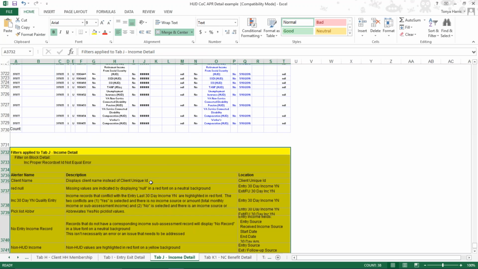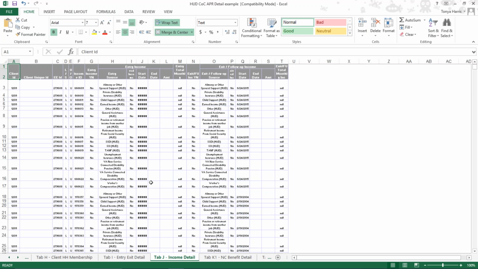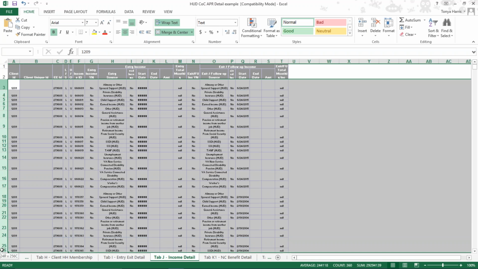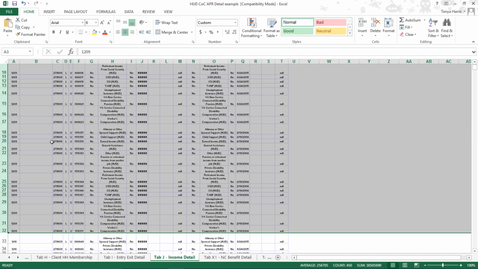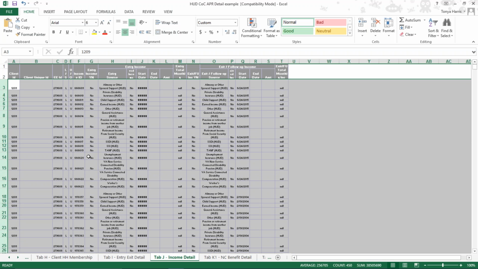Then we have the income tab, okay, and we have a legend down here, and look how big that legend is. Okay, so how many of you hate this tab? Raise your hand. I hate it with a passion, because we now have in the system, every client can have a potential of 15 sources of income. So that means at a minimum on this tab, clients are going to have 15 rows. But as you can see with client 1209, whoever that is, she or he has 31 rows of income. Wow, that's just painful.